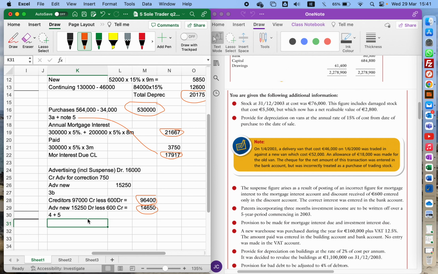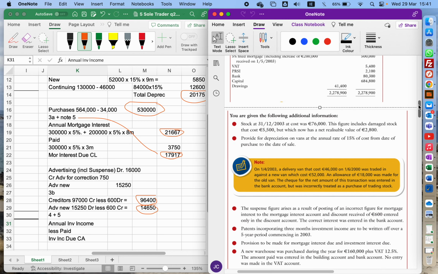Similar to the way I worked out the previous one, I'm going to work out the annual figure, then what was paid, and then I'll end up with the amount that was actually due. So the annual investment income, and then I'll take away the amount paid, and what will be left is the investment income due, which is due to us, so it's a current asset. Later on we'll talk about the whole patents thing.